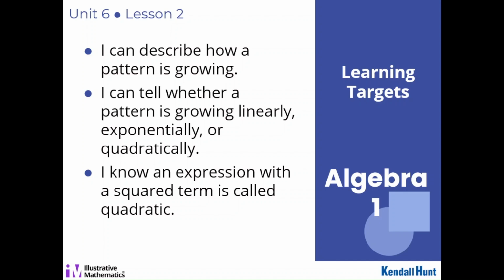Learning target number 1 says I can describe how a pattern is growing. So again, are we going to be adding the same amount? Are we going to be multiplying by the same amount? Is this going to be a linear pattern, an exponential pattern, or a quadratic pattern? Learning target number 2 says you can tell whether a pattern is growing linearly, exponentially, or quadratically. So we see that these learning targets really blur together.